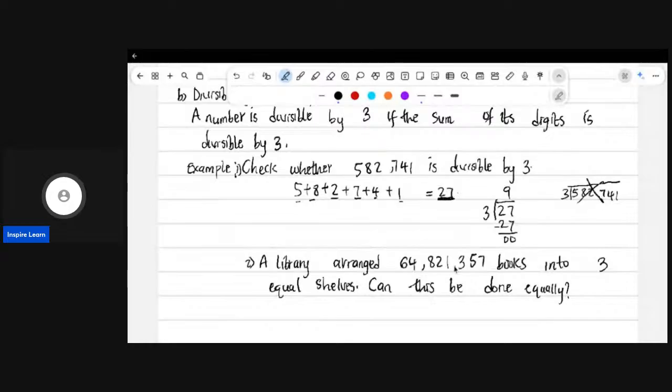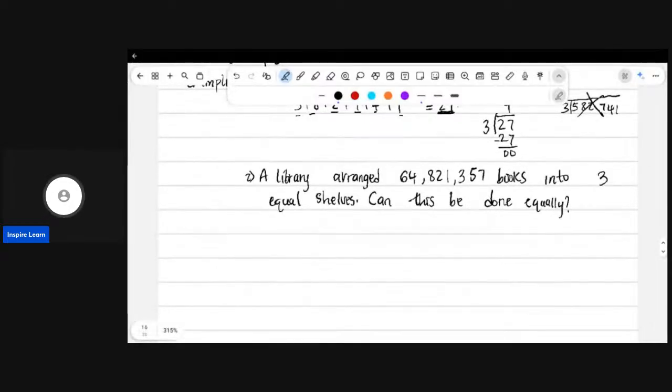So remember what we have said, it's not taking the number and start dividing it with 3, but it is adding the what? It is adding the digits. So let's add the digits and see. So you have 6 plus 4 plus 8 plus 2 plus 1 plus 3 plus 5 plus 7. So let's add these digits and see what you're going to get.